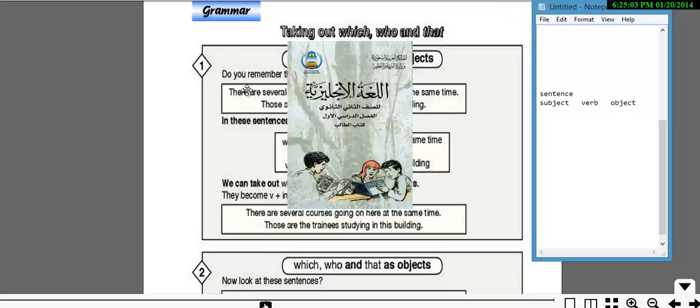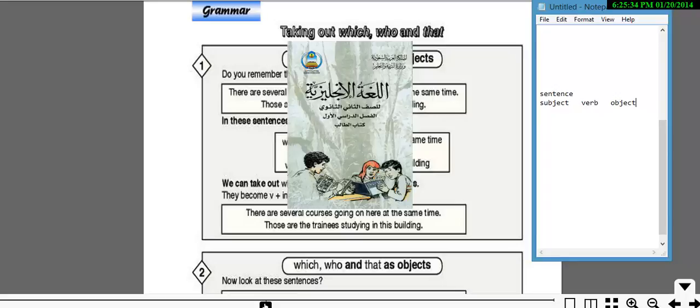Somebody says here, do you remember these sentences? There are several courses which are going on here at the same time. Those are the trainees who study in this building. So in these sentences, which and who are subjects, for example, which are going on here at the same time, who study in this building. So these two sentences are trying to tell you how to use which and who in a sentence, not as a question word.